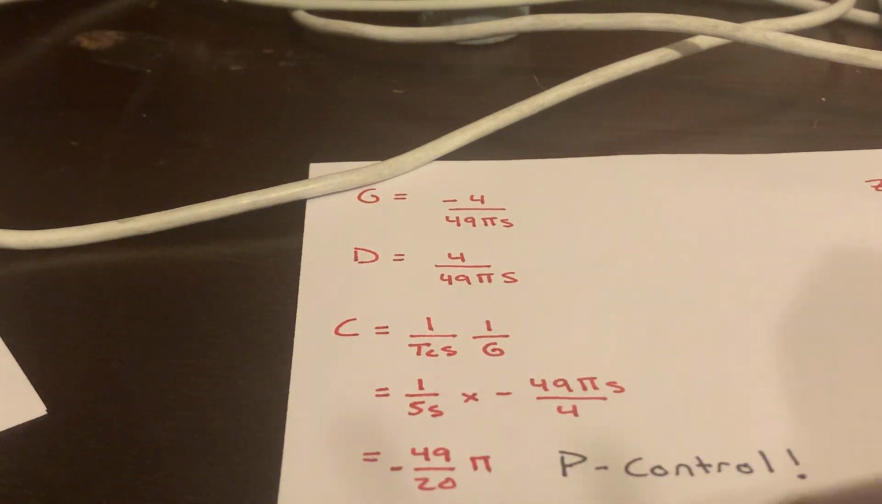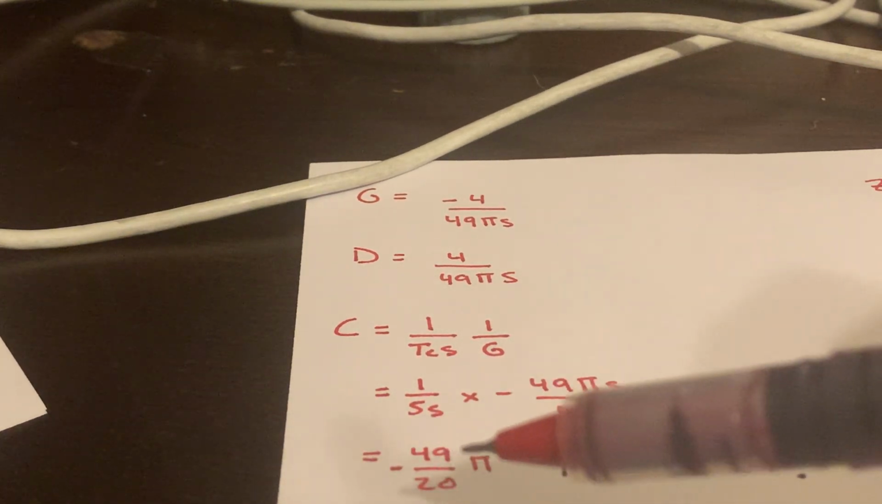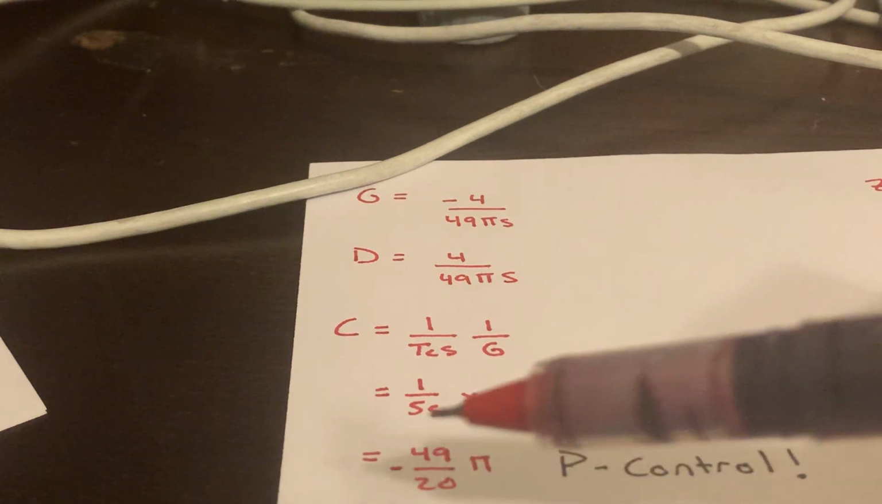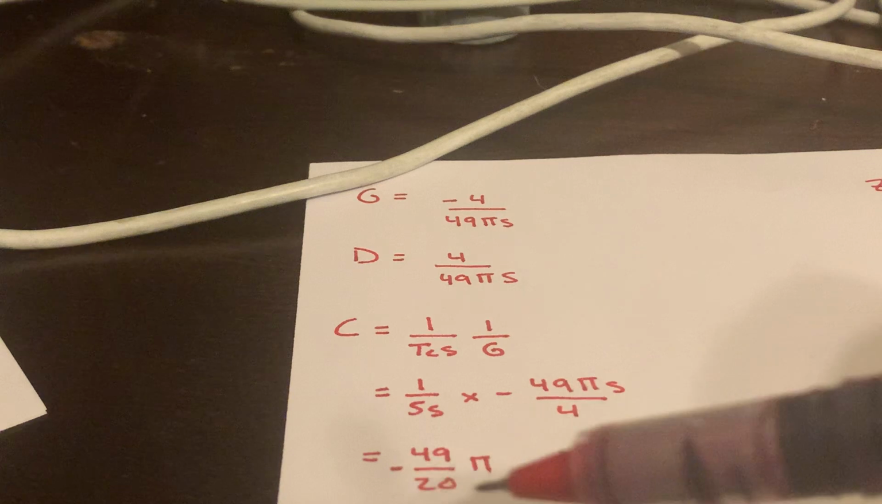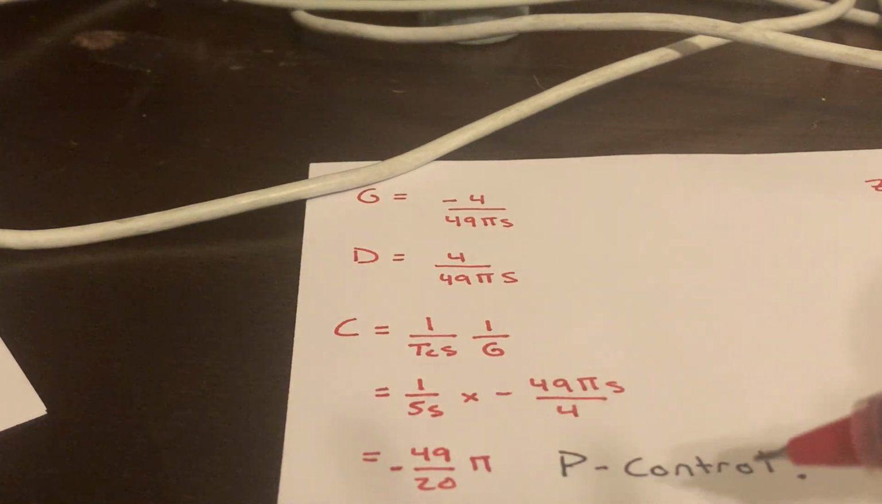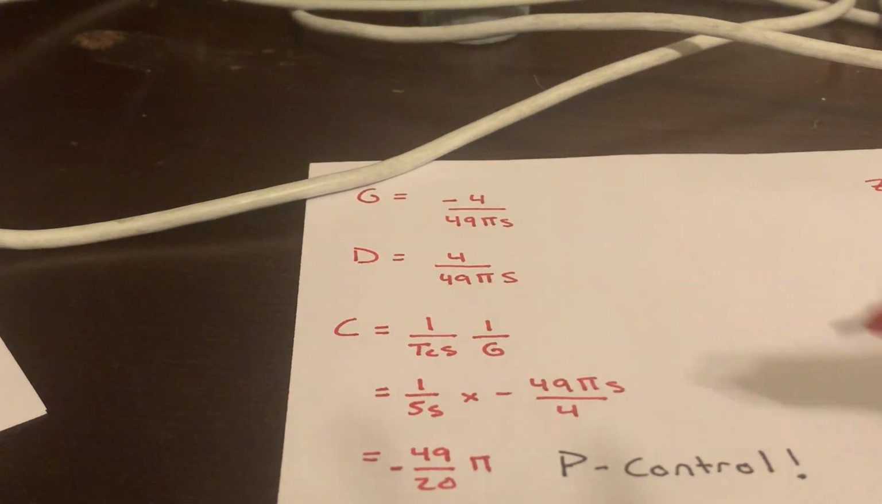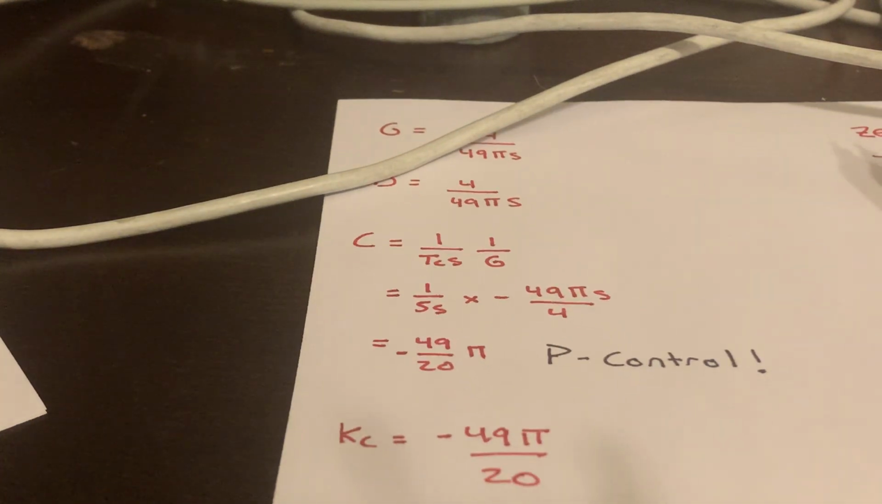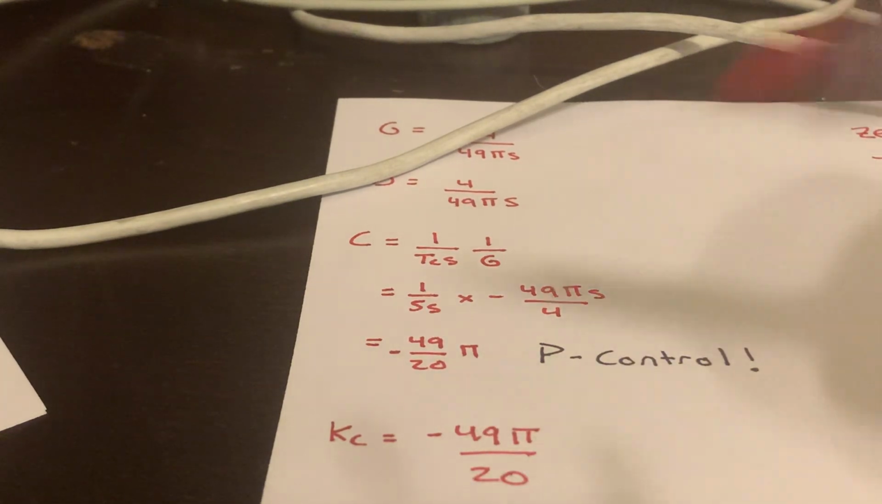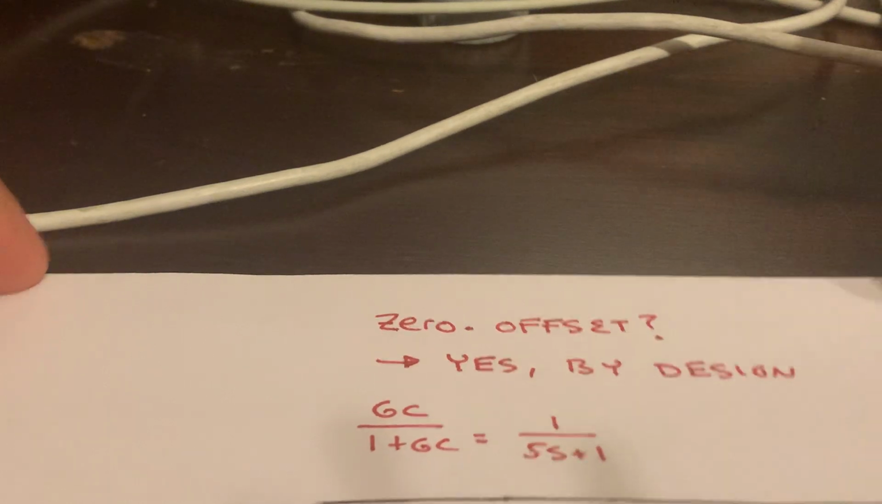And this is just a number, right? So I think it's like 0.02 or something. Or wait, actually, no, I got it backwards. So that's like 2, so around 7 would be the number, or minus 7, because we've got the minus sign. So that is simply a proportional controller. The other way to think about it is we can write our Kc as minus 49 pi over 20. And then I asked, is there zero offset?